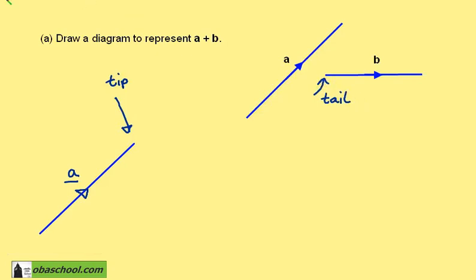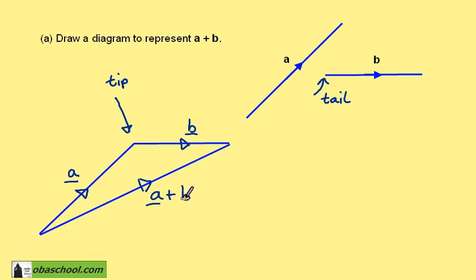We draw the diagram by putting the tail of b on the tip of a. So here is b. The third side of this triangle is then the vector a plus b. As mentioned before, when we handwrite vectors, we underline. When we see them in books, they are printed bold.